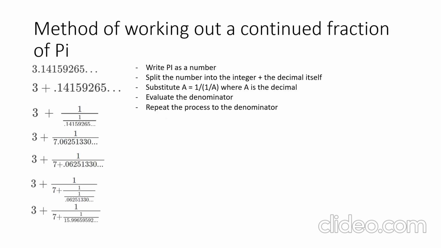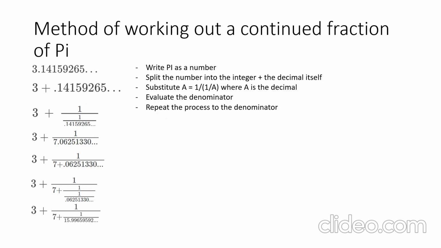is as follows. We write pi as a number and we split the number into the integer and the decimal, in this case 3 plus 0.14159265, etc. Then we rewrite the decimal part as 1 over the decimal, and then we evaluate the denominator, which in this case is 1 over 0.14159265, which is equal to 7.06251330, and then we repeat the process on the latest denominator.